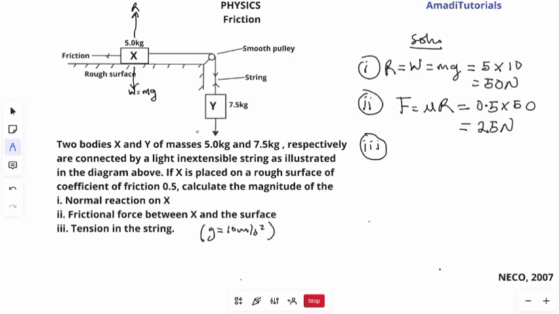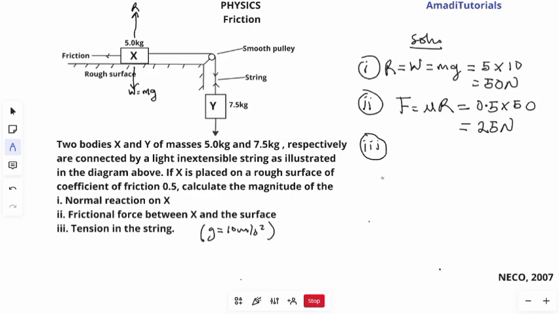So we have to calculate that tension T in the string. If we assume that Y is heavier than X, that the whole system will tend to move to the right, our equation will become, if it tends to move to the right, that means the tension on the string is more than the frictional force on X. The tension on the string is more than the frictional force F. That is, we assume that the system will go towards the right.